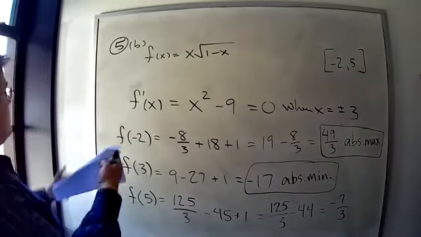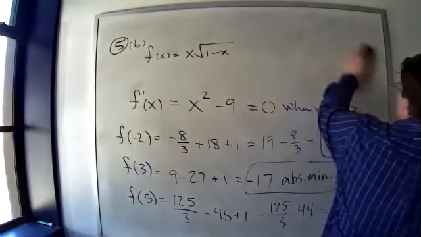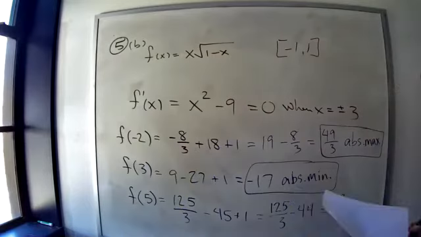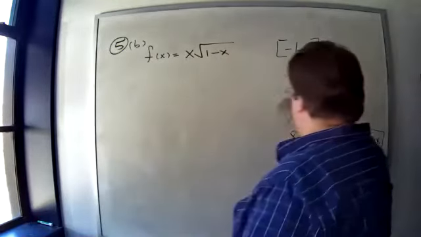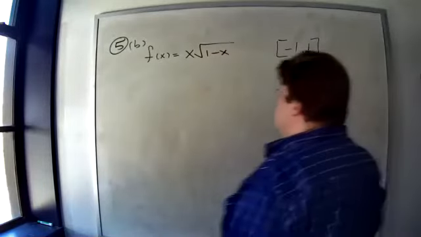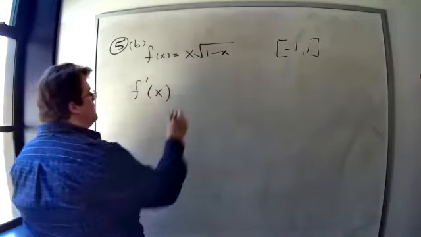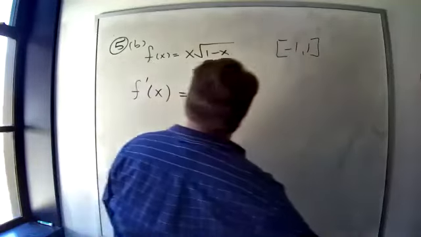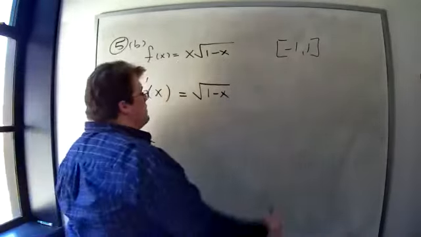What was our interval here? -1 to 1. We have now this function. Again, we're going to need its derivative where it's 0, where it's undefined. So what do we get? Well, to find the derivative, we need a product rule. Derivative of x is 1. So we have 1 times the second plus x times derivative of that first one.